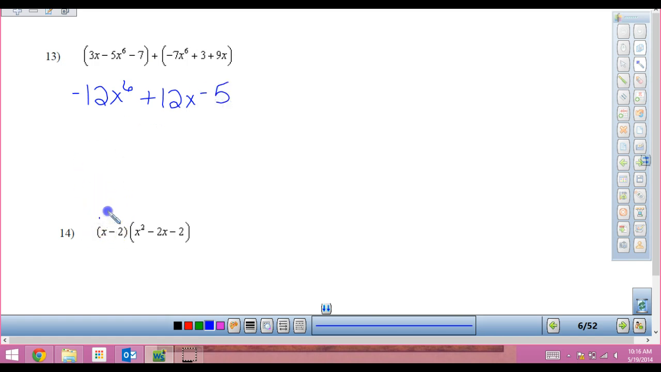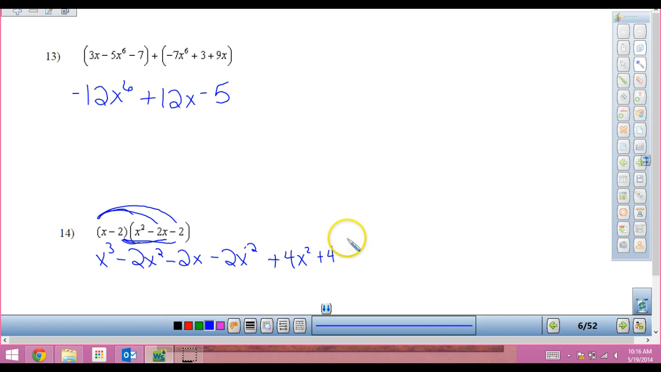Here we've got to do more distributing, so x times x squared gives us x cubed, x times negative 2x gives us negative 2x squared, and x times negative 2 gives us negative 2x. Negative 2 times x squared gives us negative 2x squared. Negative 2 times negative 2x gives us positive 4x squared. And negative 2 times negative 2 gives us a plus 4.